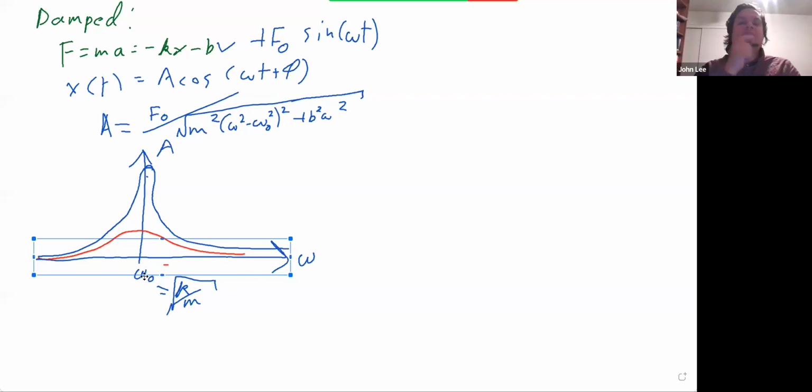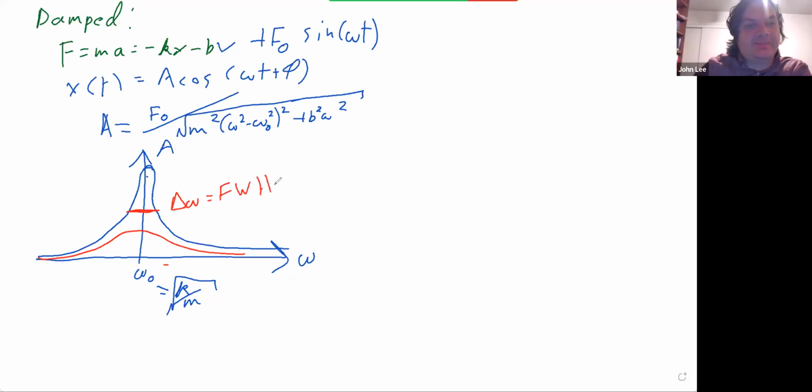So it goes like this. And b is going to change whether you have a very close-together peak or a very far-apart peak, where we define the full width at half maximum as delta omega, which just means the width of this peak at half of its maximum value.